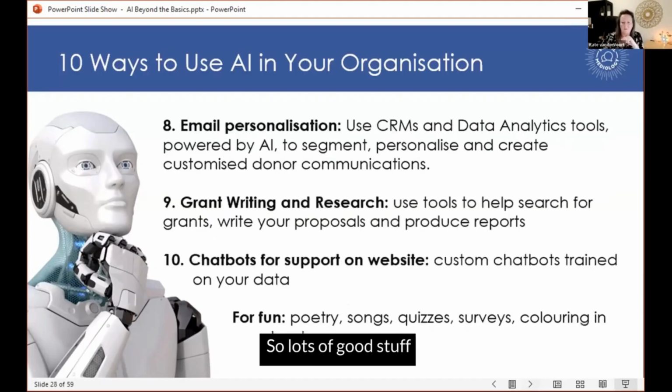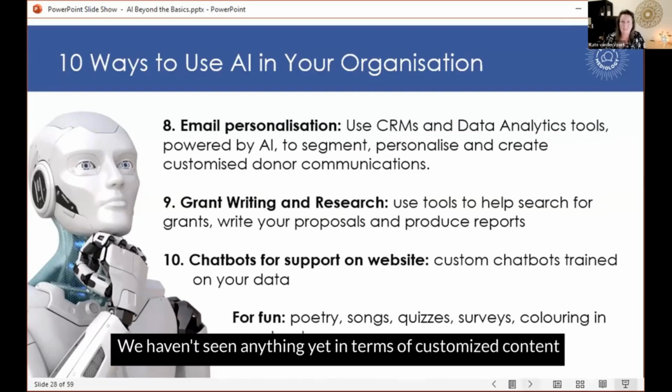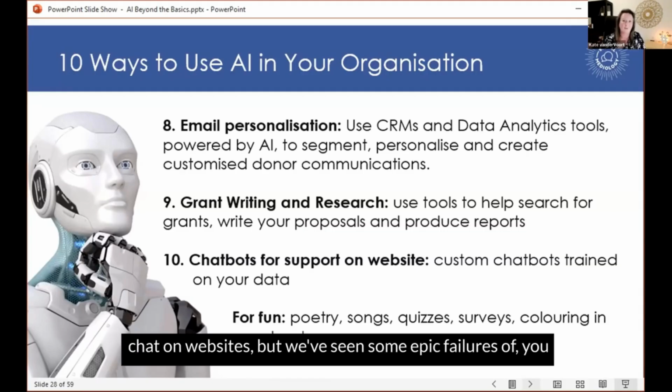So lots of good stuff you can do there. Excellent for email personalization. We haven't seen anything yet in terms of customized content that's about to evolve out of AI. Awesome for writing grant proposals, reports. And lastly, it's great for AI-powered chat on websites.